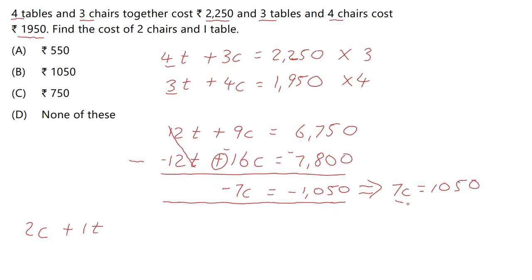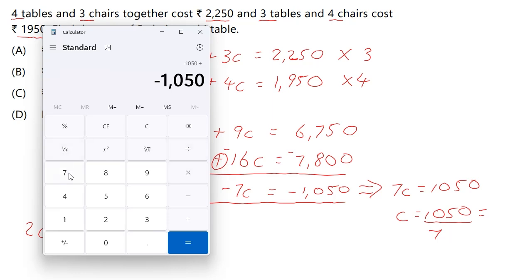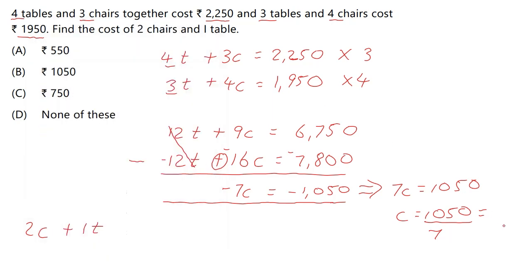The 7 over here is multiplication, goes down, it becomes division. So we end up with c is equal to 1050 upon 7, which gives me 150. What I have got is the value of c. Let me write that down over here. c is equal to 150.